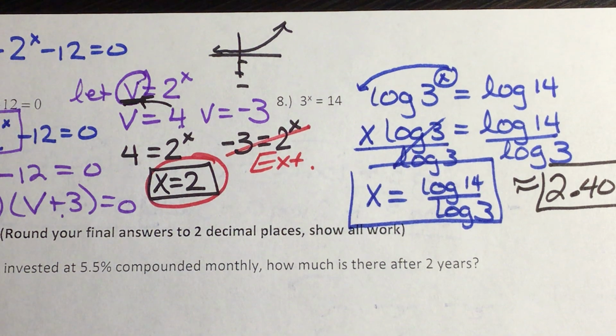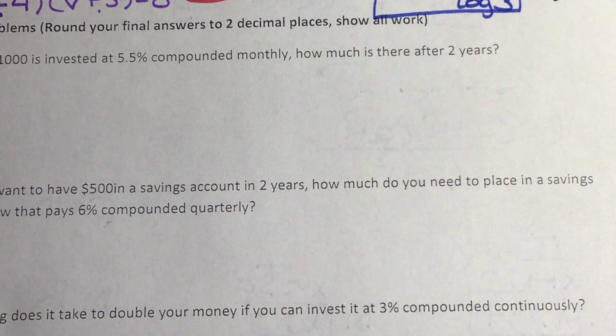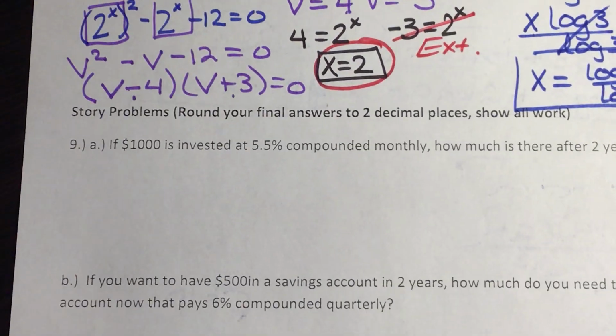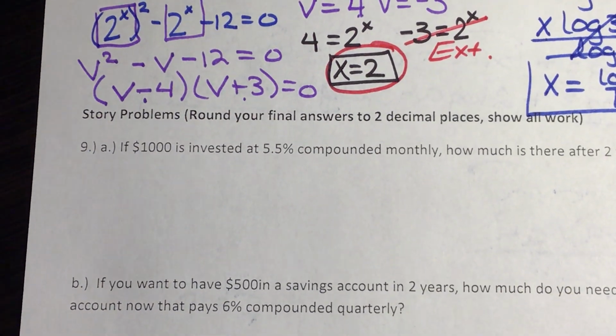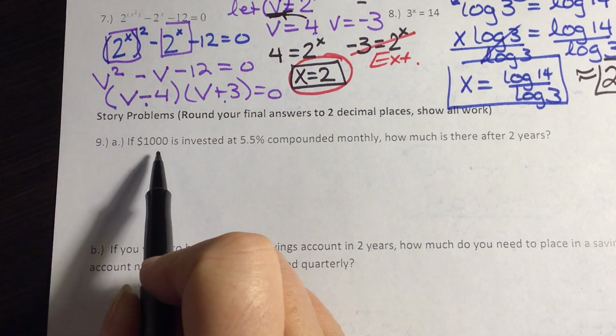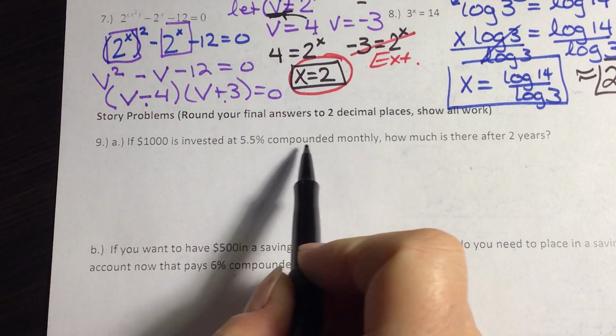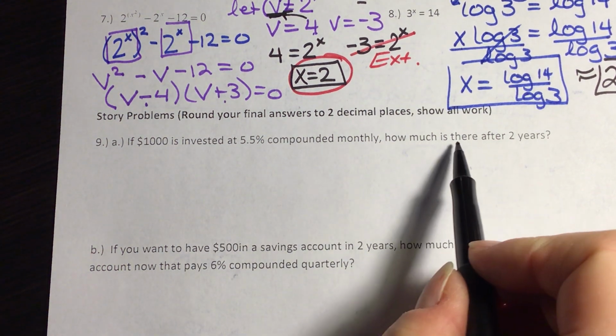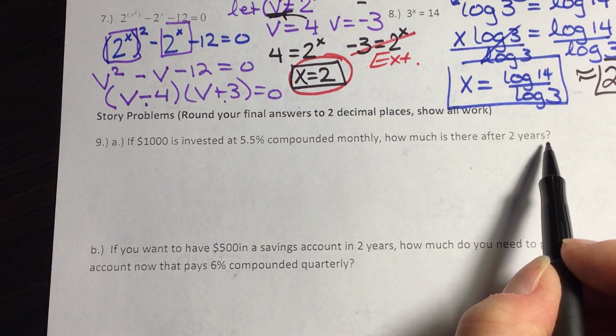So in the next set of problems, we are working with applications. So in the first few, we're looking at interest. And in number 9, it asks us to find if we have $1,000 invested at 5.5% compounded monthly, how much is in the account after 2 years.